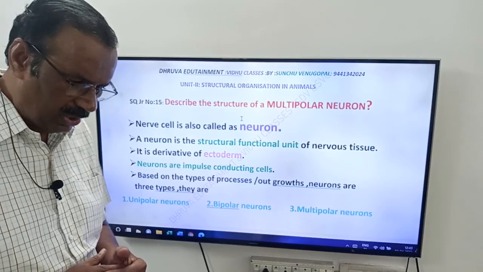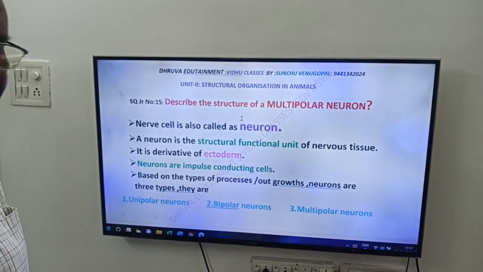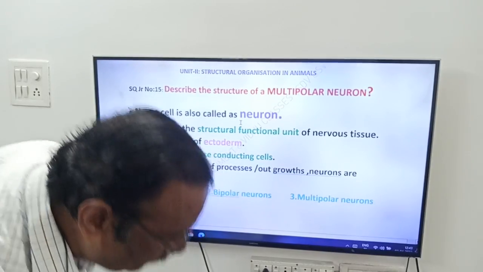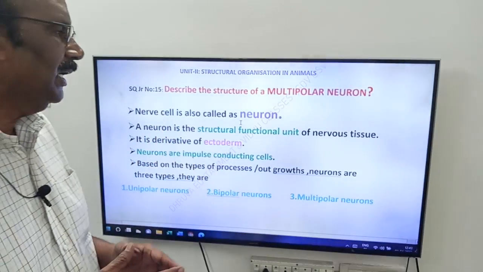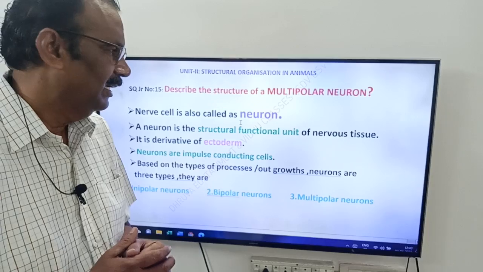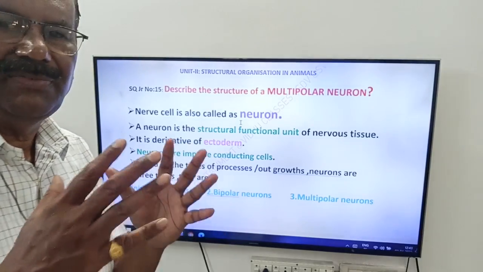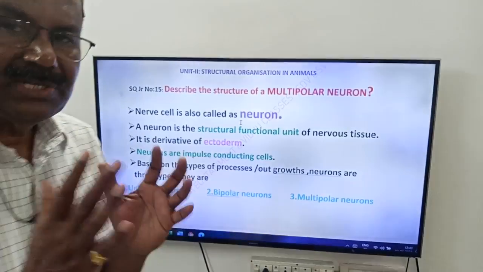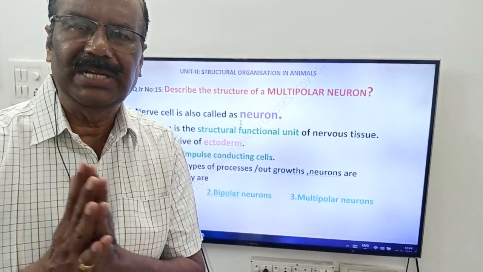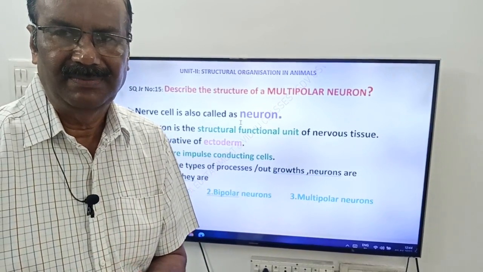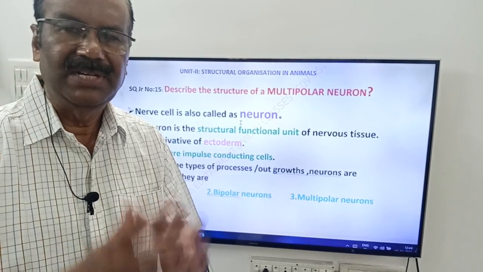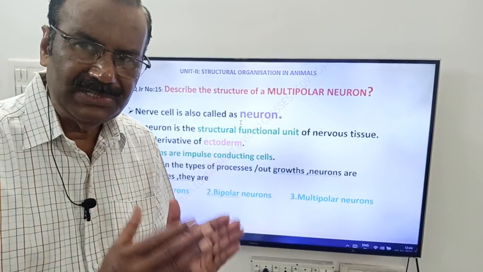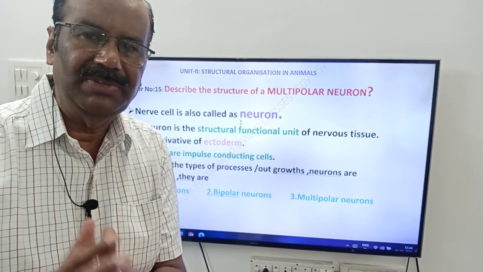Nerve cell is also called neuron. Nerve cell is also called what? Neuron. A neuron is a structural and functional unit of the nervous tissue. Friends, nerve cell is also called as neuron. It is the structural and functional unit of the nervous tissue.